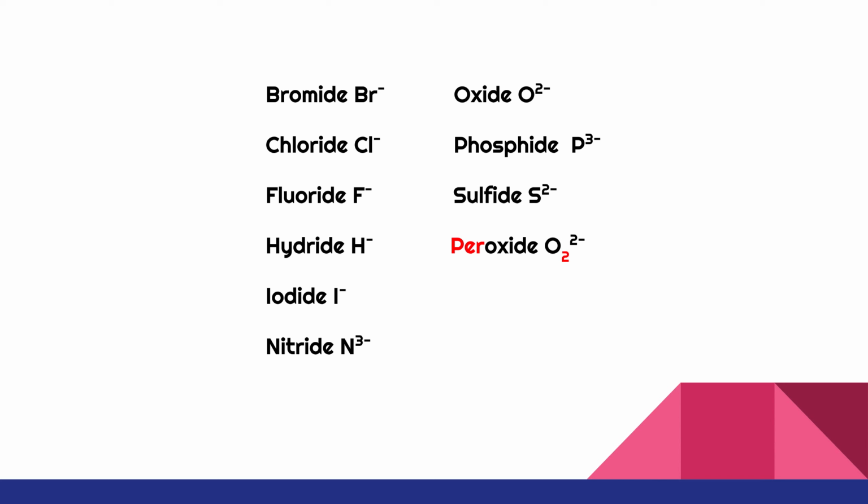And remember, peroxide. This is a little weird, but not really. All we're saying here is that per is another way to say 2. So when you say peroxide, it's just 2 oxygens that are each negatively charged with 2 minus. So we just write O2, 2 minus, and all the other ones are really easy.